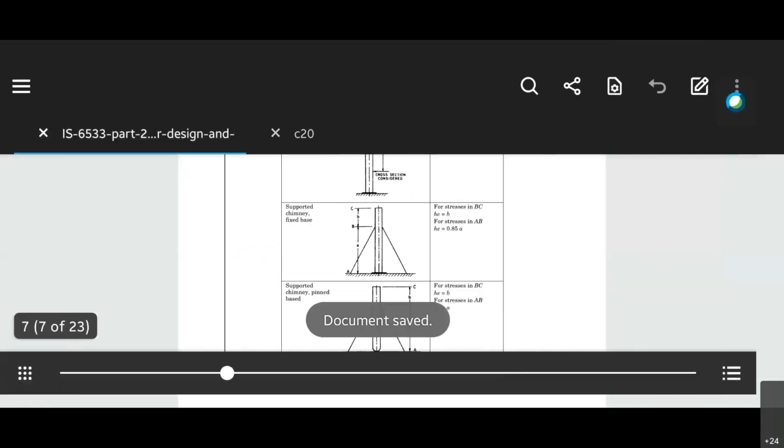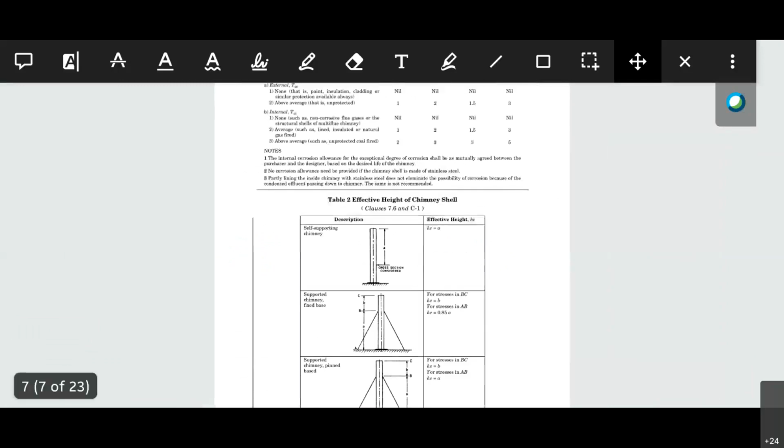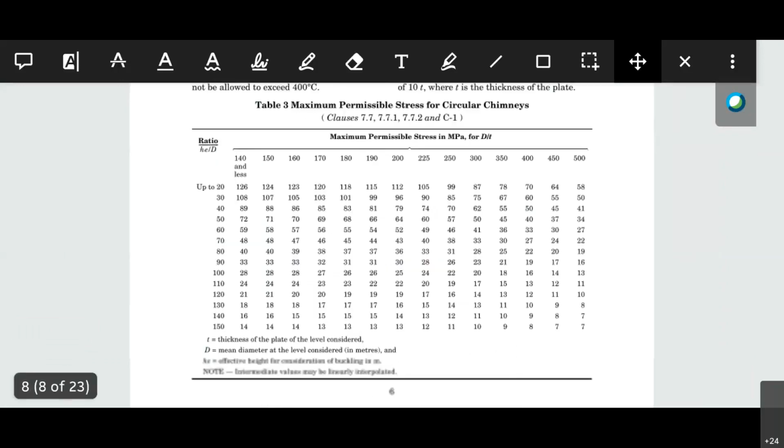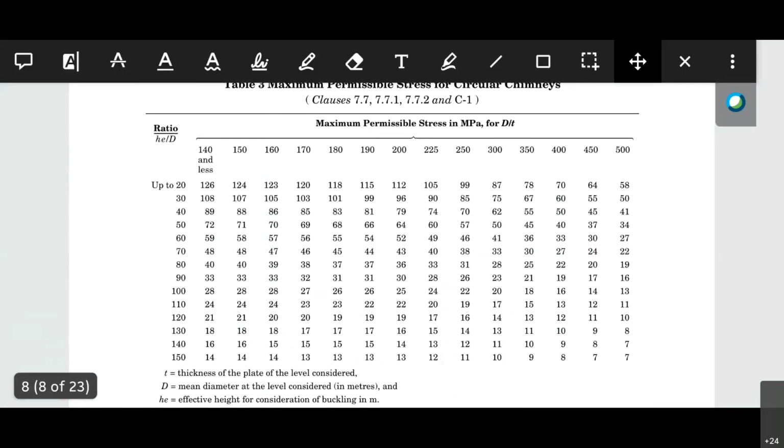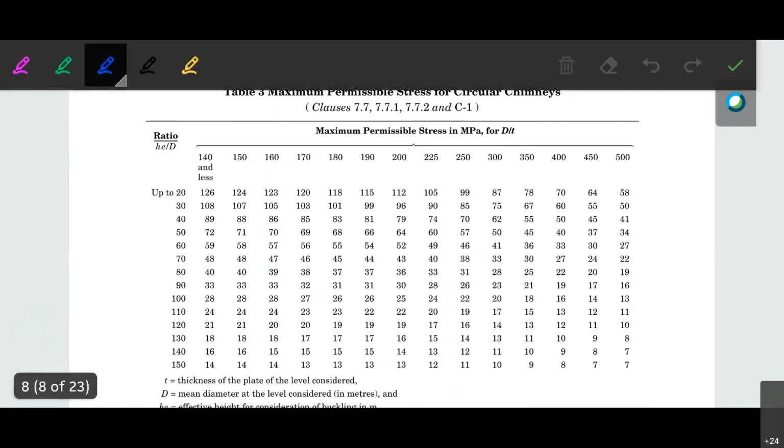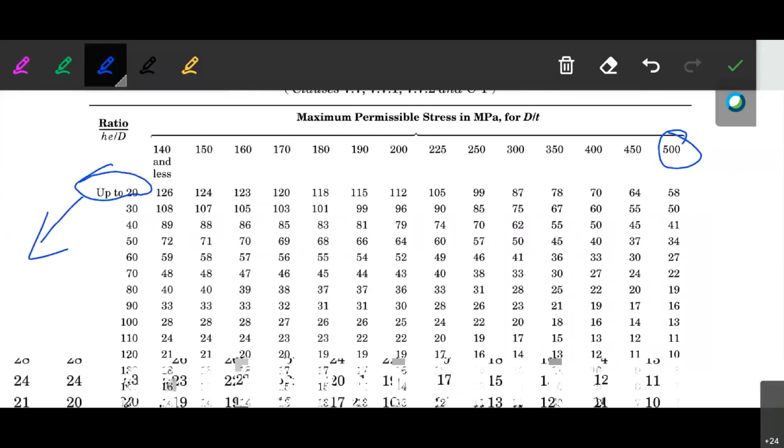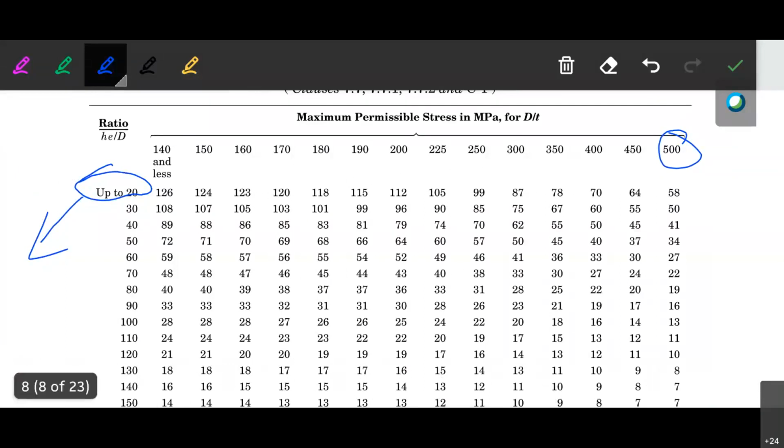The permissible compressive stress as per table number 3 of the code: the ratio d by t was 500 and the ratio he by d was below 20. It is 2 point something, therefore it will obviously be below 20. Therefore the permissible stress in MPa, that is Newton per mm square, for the compressive side will be equal to 58 Newton per mm square, or 58 MPa.